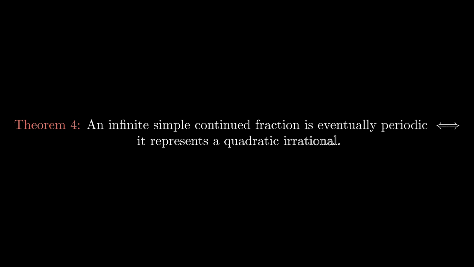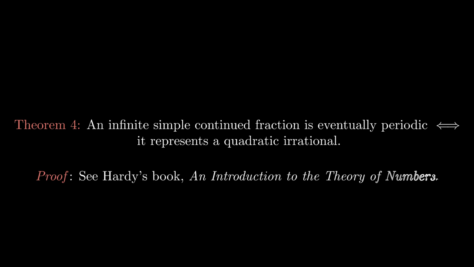The backwards proof is non-trivial. Essentially, you look at tails that a quadratic irrational can define and find there's only a finite amount of polynomials that tail can satisfy. The proof can be found in Hardy's book, but I won't go over it here.